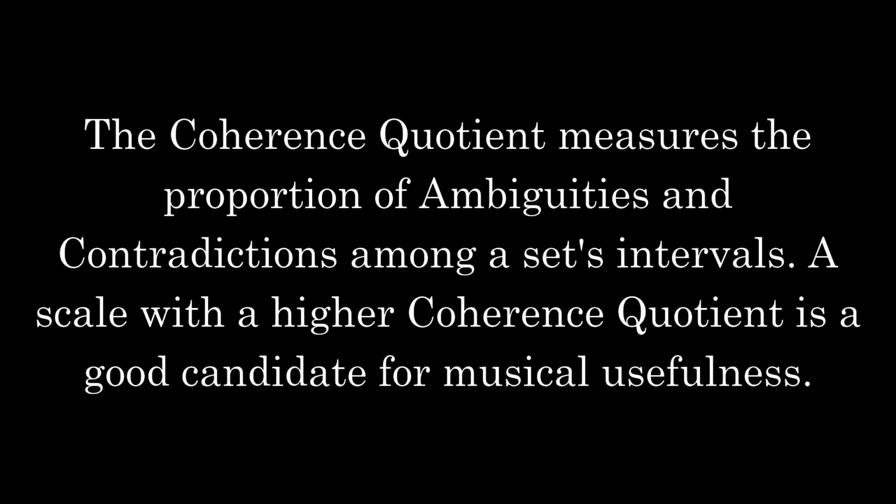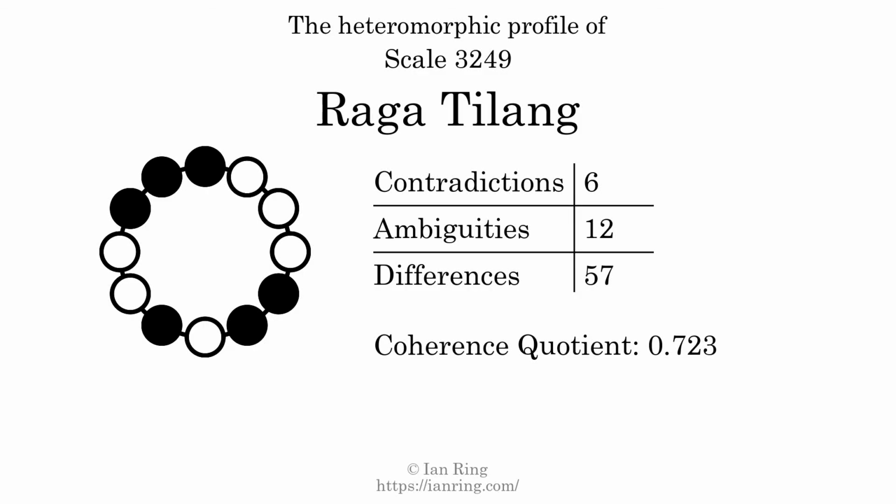The coherence quotient measures the proportion of ambiguities and contradictions among a set's intervals. A scale with a higher coherence quotient is a good candidate for musical usefulness. The coherence quotient is 0.723.